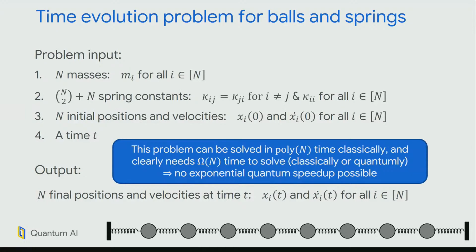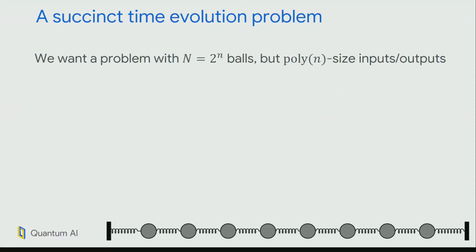So what I want to do is come up with a version of this problem which is still essentially talking about the same system, but I want to encode the input succinctly. And that's going to open up the possibility of an exponential speedup. So how do I do that? I want to specify all of these 4 inputs succinctly, and also want the output to be small, because right now it's an output of size n. That's no good, because if you have an output of size n, you need n time to write it down. So I'm going to change the way I represent all of these things.